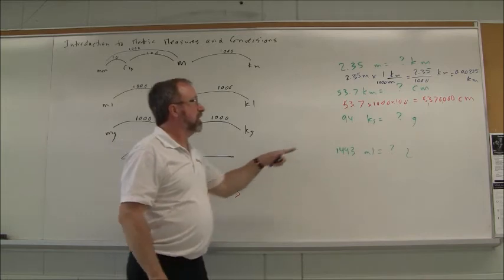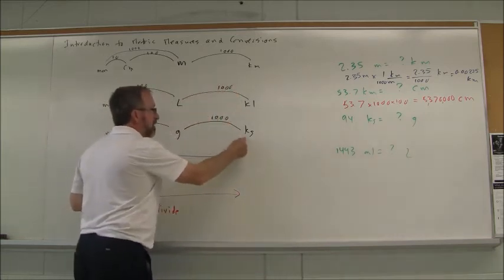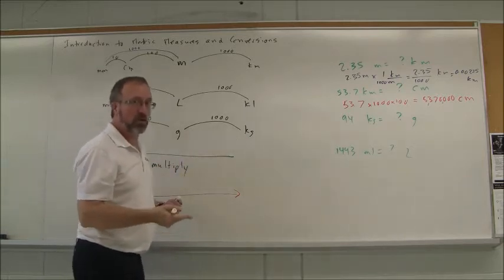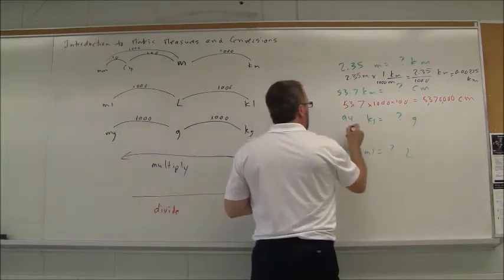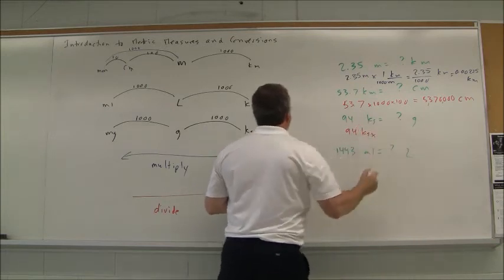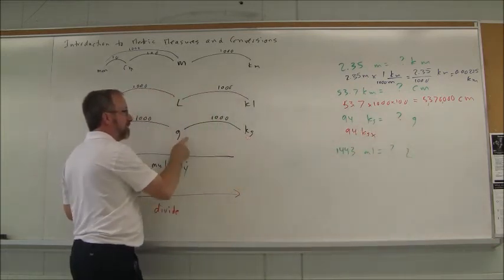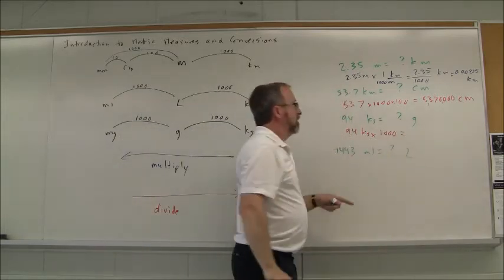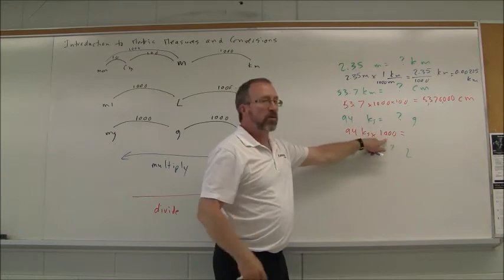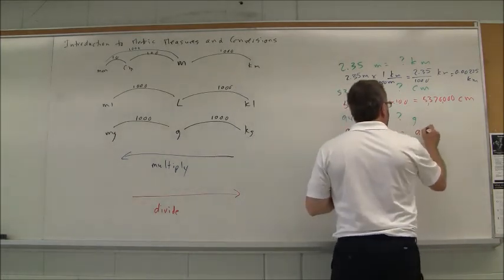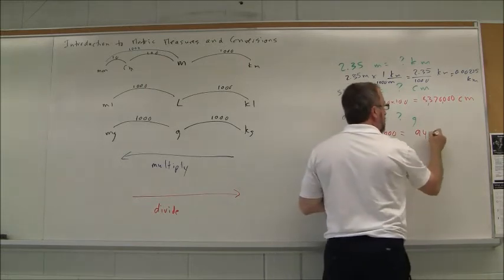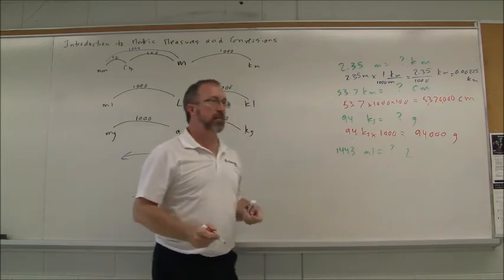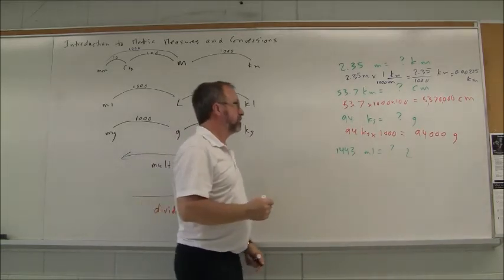Let's try this next one. Kilograms to grams. I'm going this way, so I'm multiplying. So I'm going from large units to small units. There would be more small units. 94 kilograms. Kilograms to grams is 1,000, so I'll multiply by 1,000. There's 3 zeros, so I move the decimal 3 places. 94, the decimal was here, so I just add 3 zeros. So 94 kilograms is 94,000 grams.